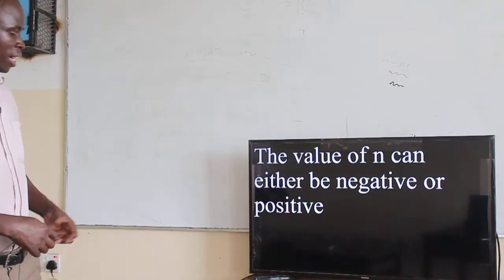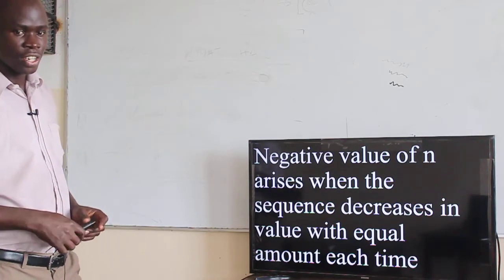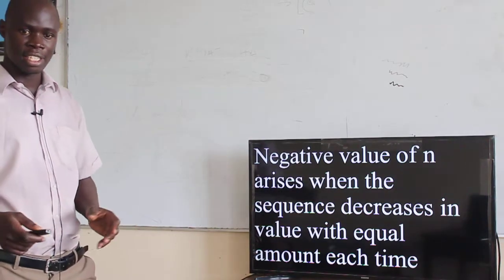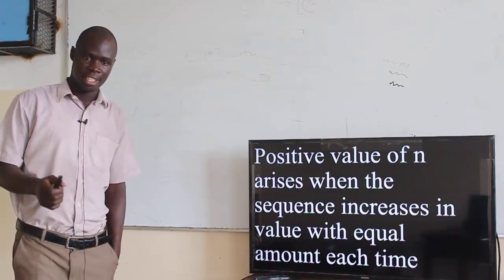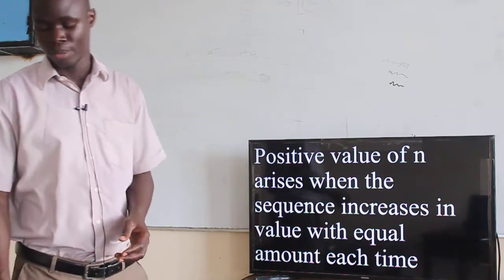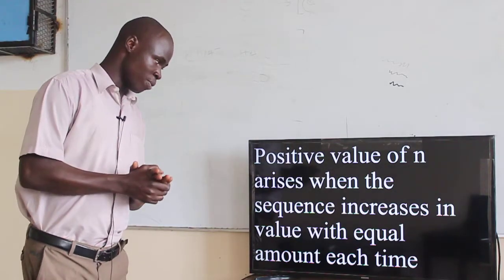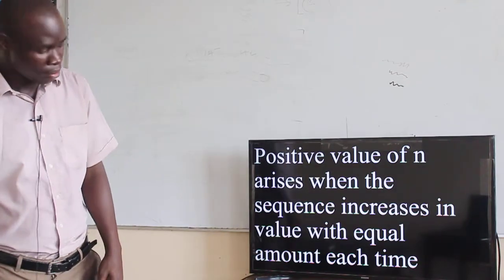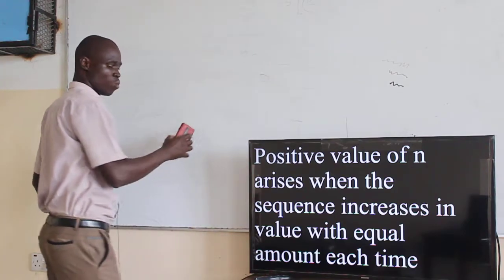The negative value arises when we find that the sequence decreases in value by an equal amount each time. So that's when a negative value arises. While a positive value arises when the sequence increases in value by an equal amount each time. So in other words, for an increase in value, the n becomes positive, while for a decrease, n becomes negative. So that's exactly what we are talking about.